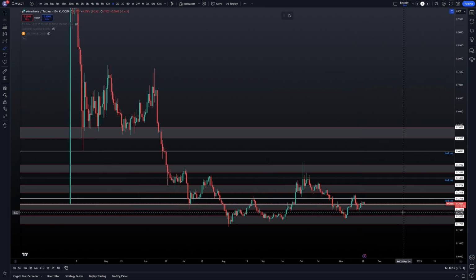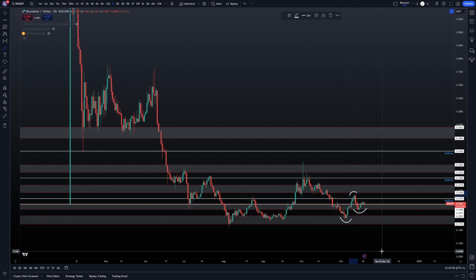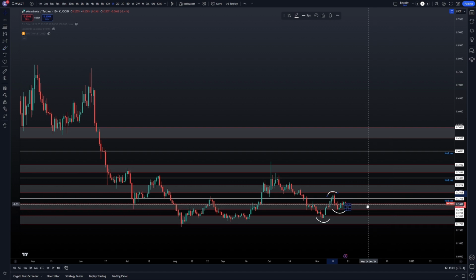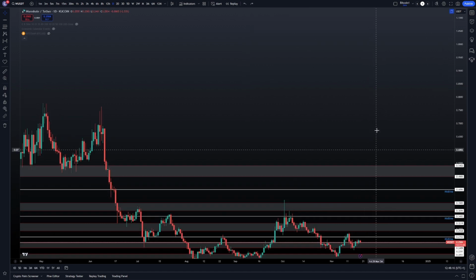Right now, Wormhole is trying to make a higher high, higher low structure, so basically an uptrend. It's not confirmed yet. For this to be confirmed, we need to break this local high of 28 cents. So basically, we need to break between 29 and 32 cents and get above this midline right here, as you can see. But it's definitely a beginning.